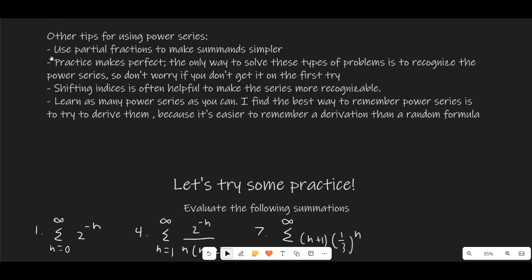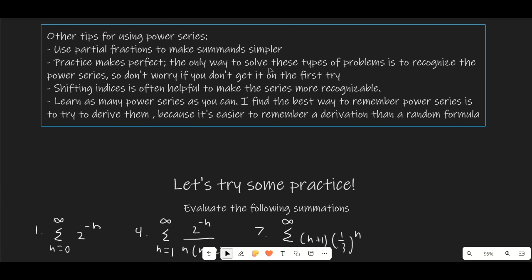Another thing to note: practice makes perfect. The only way to solve these types of problems is to recognize the power series, so don't worry if you don't get it on the first try. Once you get more used to solving these types of problems, you're going to be able to notice, oh, that's this power series, and then solve the problem from there more often. Your first few problems you're probably not going to do too great on, which is why I try to make them a little bit easier.